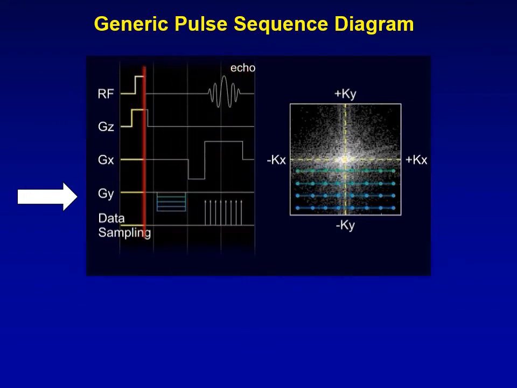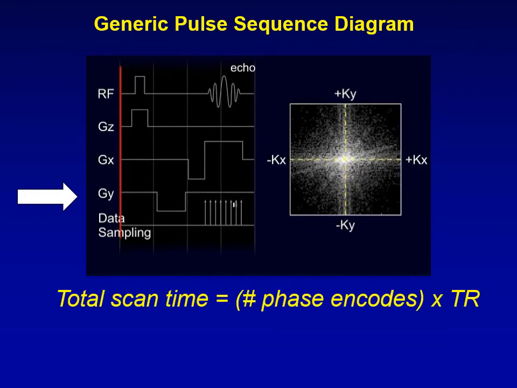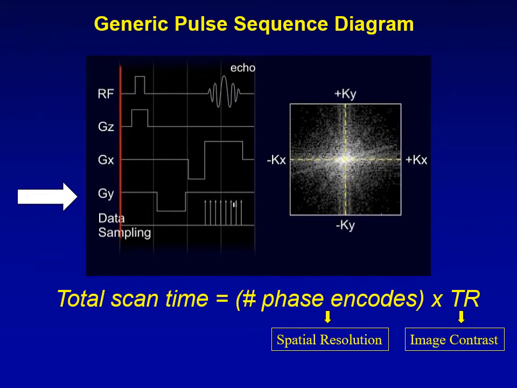And again, it has to be incremented equal to the number of times you want lines of spatial data in the Y direction, or the phase encoding direction. The total scan time is the time between the phase encoding steps, called TR or the repetition time, multiplied by the number of phase encoding steps. The number of phase encoding steps is the main determinant of spatial resolution in the Y direction, and TR is one of the major determinants of image contrast.